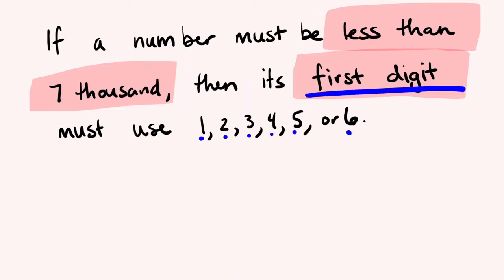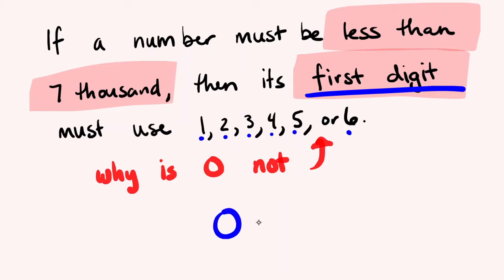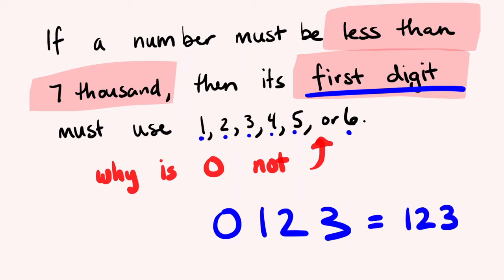Now, I'd like to point out here why I'm not including 0. Why is 0 not in this list? Because 0 is less than 7. The reason 0 is not in this list is consider the number 0, 1, 2, 3. Now, technically there are 4 digits written, but isn't this really the same thing as 123? It's just written in a very weird way, 0, 1, 2, 3.